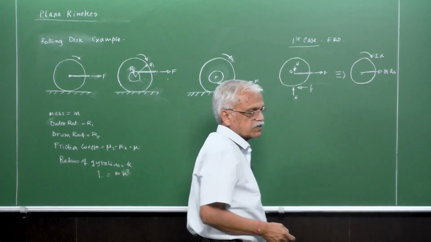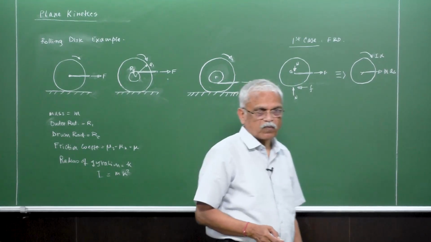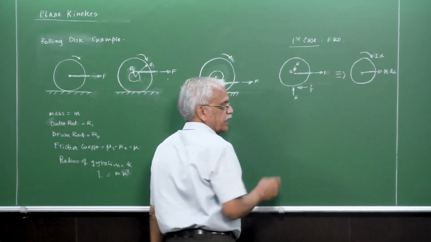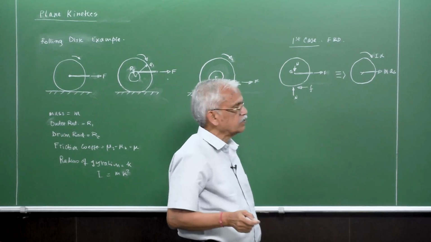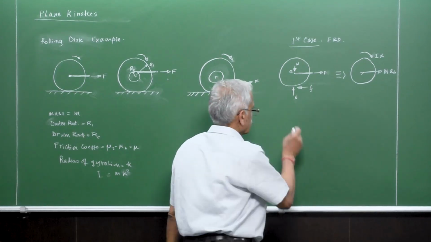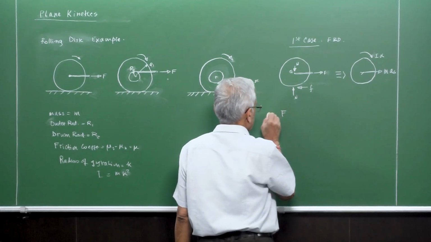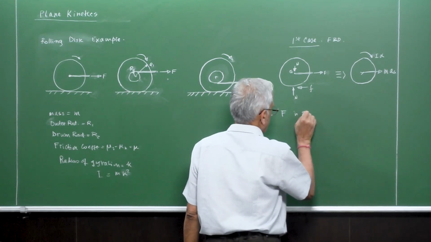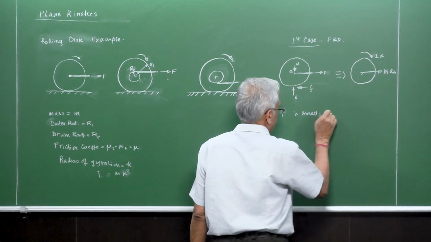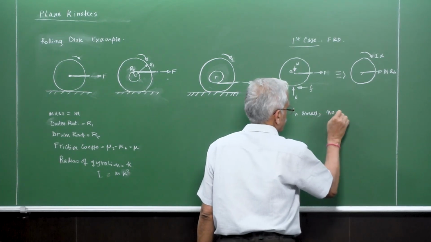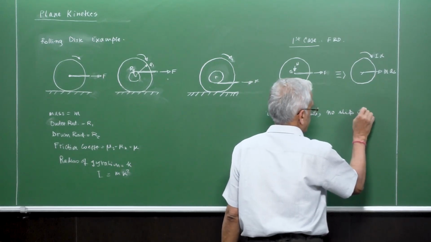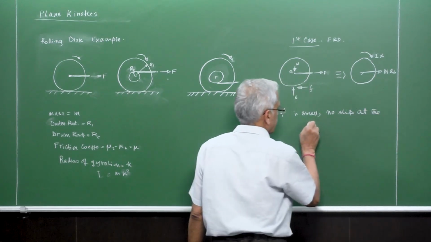So now the question is that the force F is small, so that there is no slip here. Case 1 is F is small, so there is no slip at the ground, at the contact point.